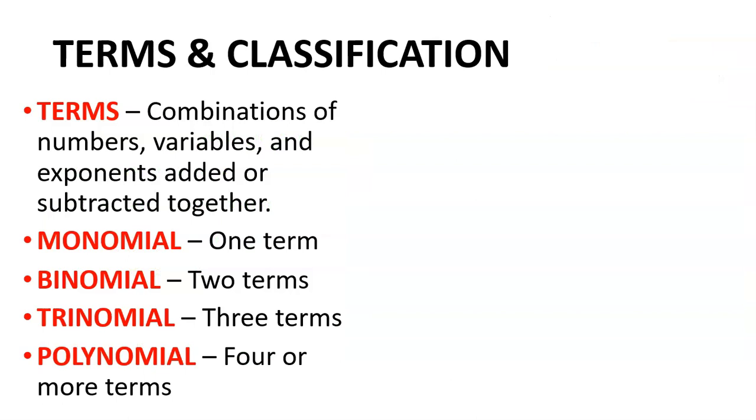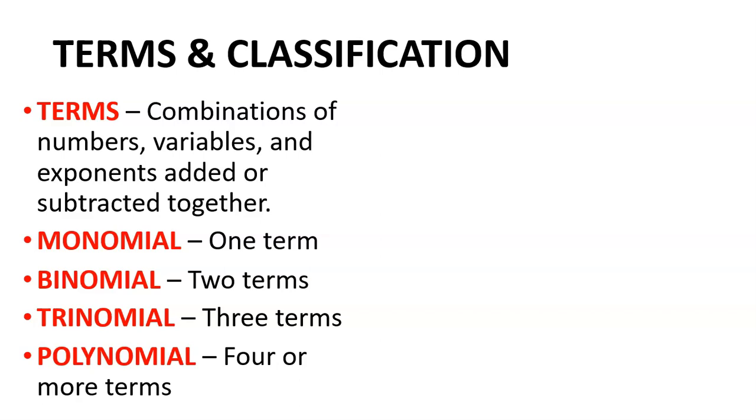Okay, let's talk about terms and classification of polynomials. What are terms? Well, terms are a combination of numbers and variables and exponents that are going to be added or subtracted together. All these terms can be put together, and you can classify them. If they have one term, it's a monomial. Two terms, it's a binomial. Three terms, it's a trinomial. And if you have four or more terms, then it is considered to be a polynomial.